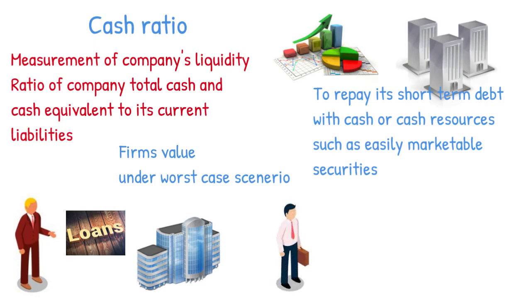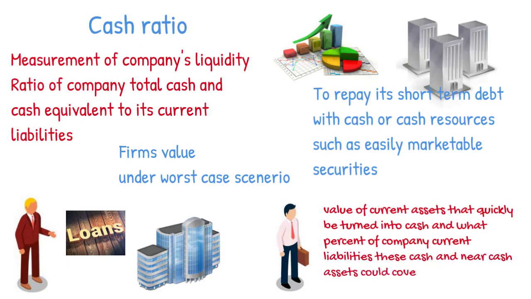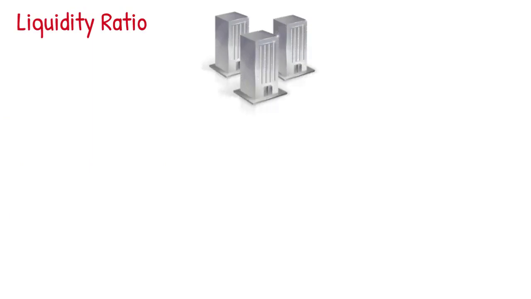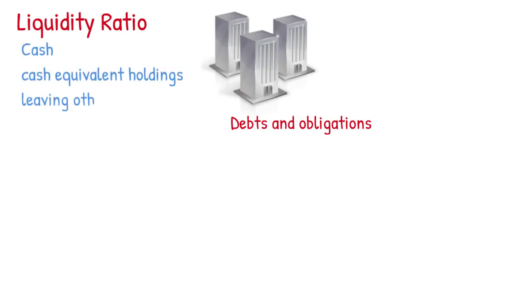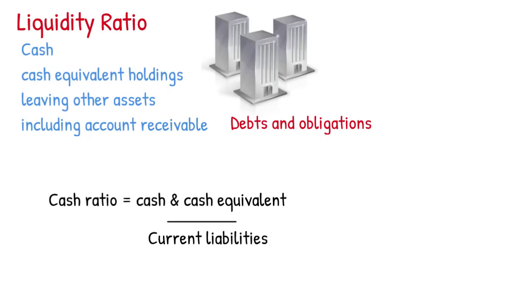It tells creditors and analysts the value of current assets that could quickly be turned into cash, and what percentage of the company's current liabilities these cash and near-cash assets could cover. Compared to other liquidity ratios, the cash ratio is generally a more conservative look at a company's ability to cover its debts and obligations, because it sticks strictly to cash or cash equivalent holdings, leaving other assets, including accounts receivable, out of the equation. The formula for a company's cash ratio is cash and cash equivalents divided by current liabilities.